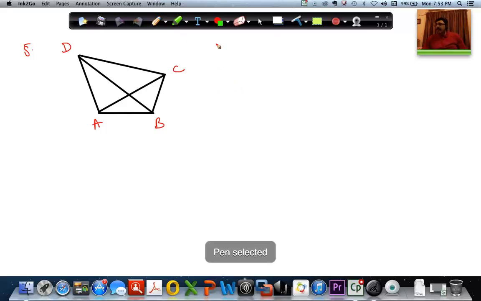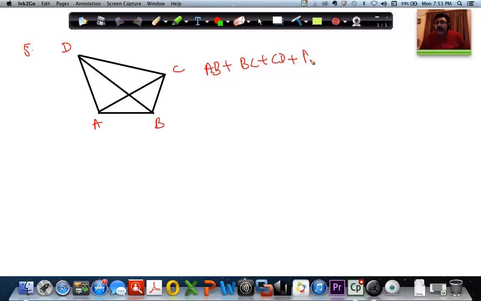Okay, now what I have to prove here is AB plus BC plus CD plus AD is greater than AC plus BD. That is, the sum of all the sides of the quadrilateral is greater than the sum of its diagonals. That's what you have to prove. From this diagram it looks very obvious, and that looks to be correct, but in maths you need proofs always, right?